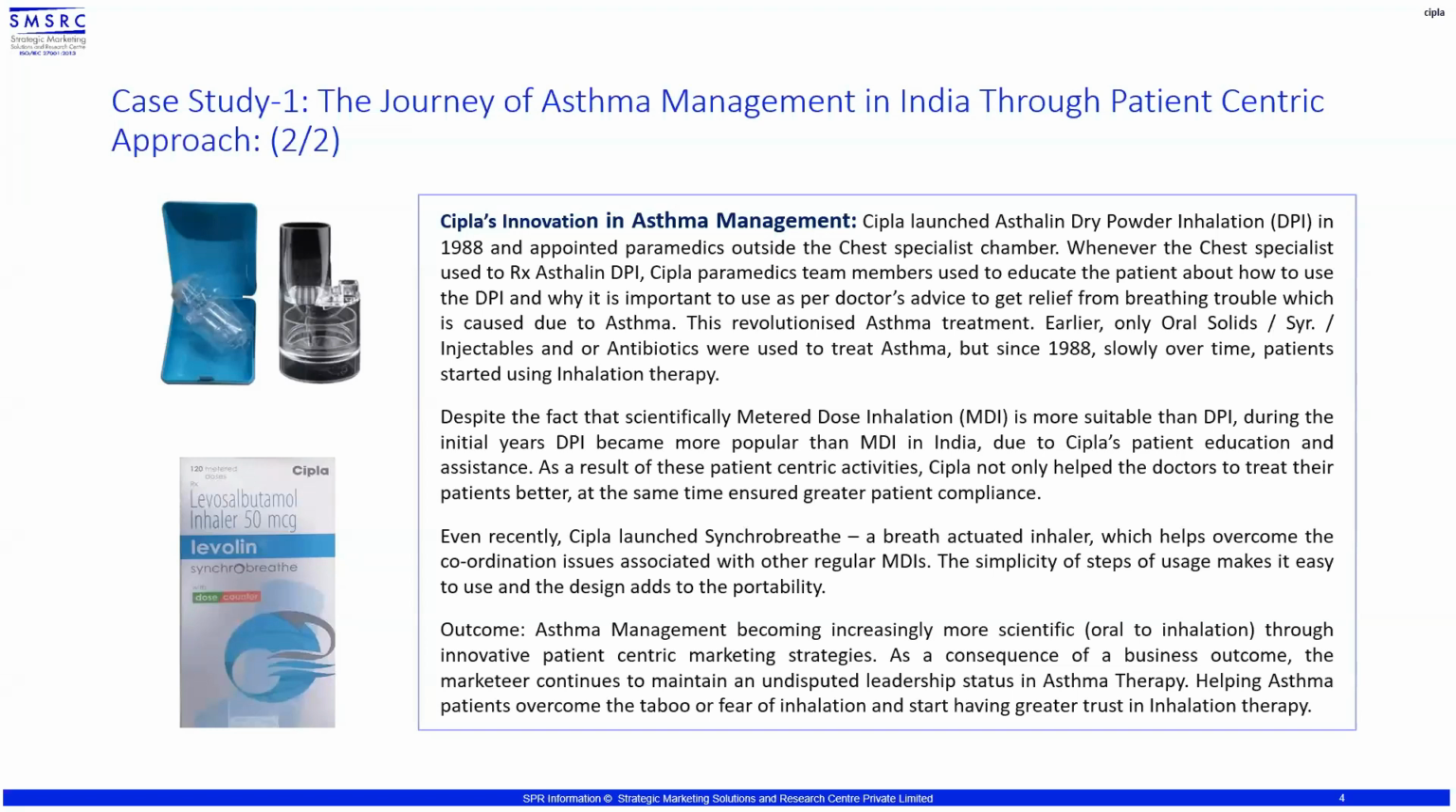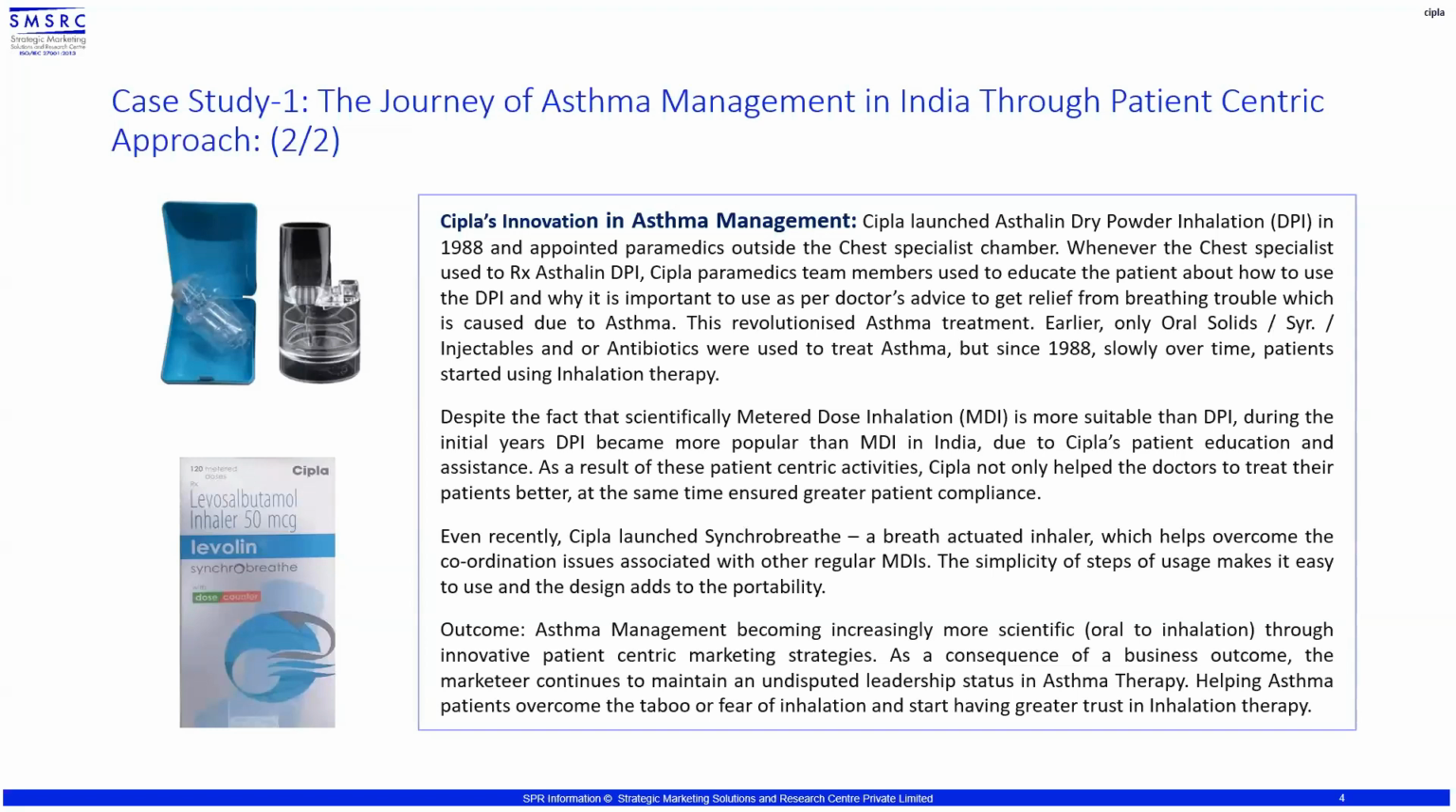Cipla also, at that time, invented this dry powder inhalation. They launched the MDI, but MDI was not working because patients were not accepting it. Even if they tried to take it, they had a lot of issues, like taboos that this is the last resort and should not be taken. Patients at that point of time were used to swallowing capsules. So they formed the DPI capsules, similar to oral capsules, and patented this device.